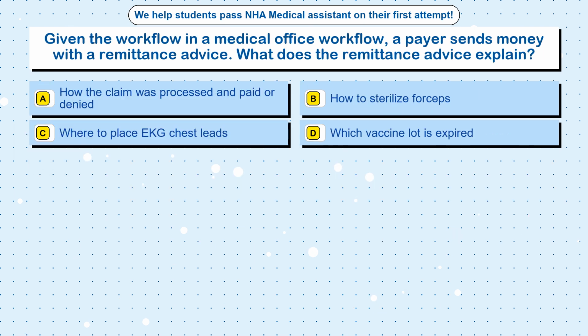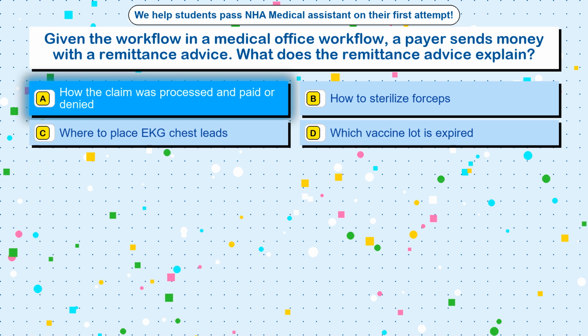Question 68. Given the workflow in a medical office workflow, a payer sends money with a remittance advice. What does the remittance advice explain? Option A. How the claim was processed and paid or denied. Option B. How to sterilize forceps. Option C. Where to place EKG chest leads. Option D. Which vaccine lot is expired. The correct answer is option A. How the claim was processed and paid or denied.